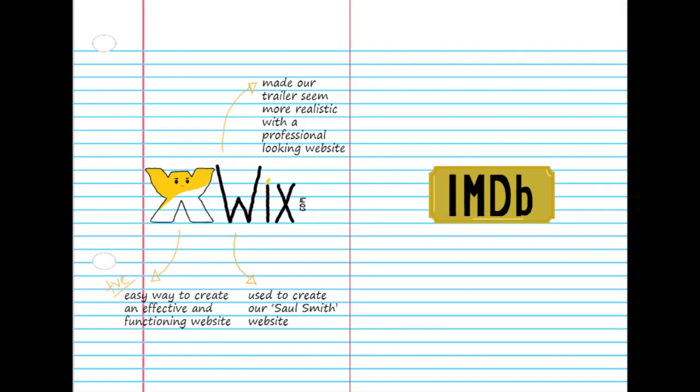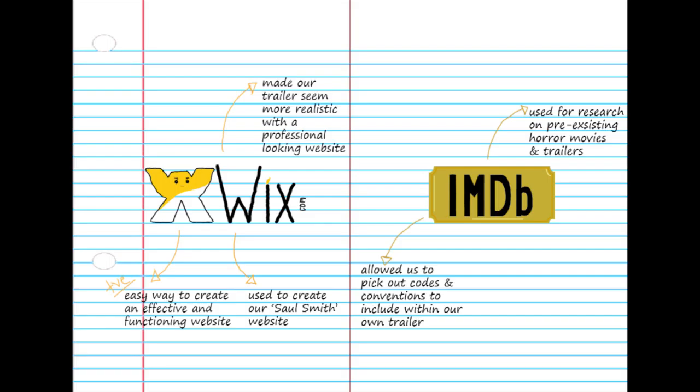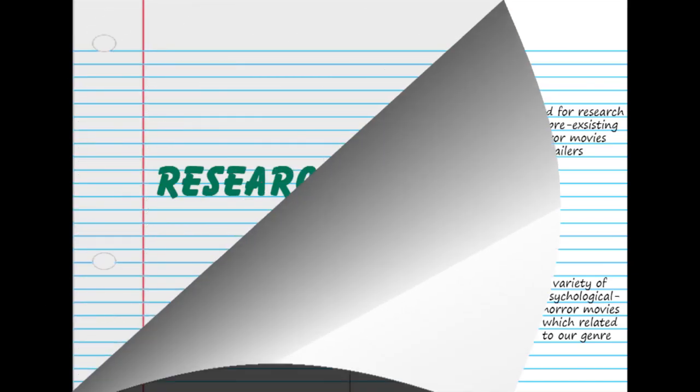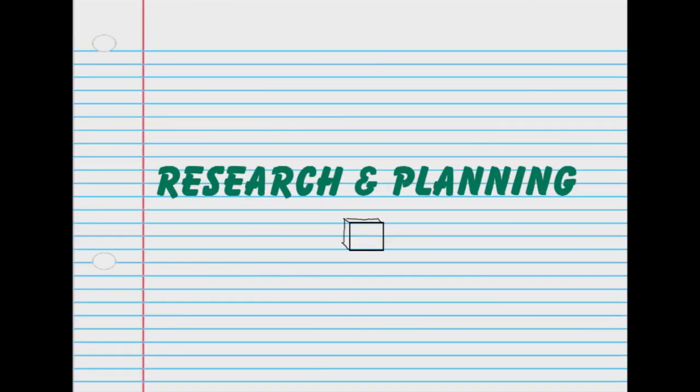In regards to IMDb, we mainly used it for research and planning on pre-existing horror movies and trailers. By using this site, it allowed us to pick out typical codes and conventions to include within our own trailer. As well as this, we were able to view a variety of psychological horror movies which related to our own genre. By using the media technologies we mentioned, we were able to carry out in-depth and effective research and planning, which in turn allowed us to create an effective horror trailer.